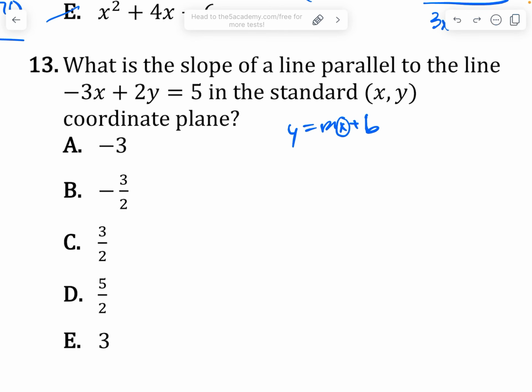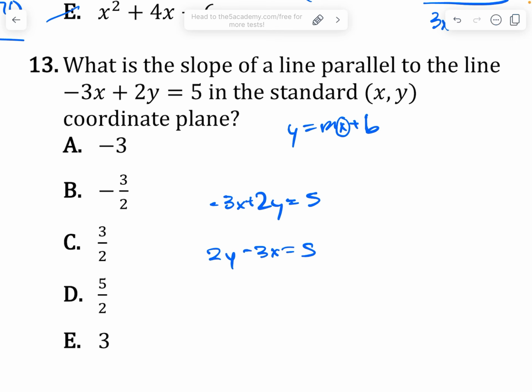Now remember, two parallel lines will have the same slope. So you just need to identify what the slope of this is, and any line that also has that slope is going to be parallel. Okay, so negative 3x plus 2y is equal to 5. Let's write it as 2y minus 3x is equal to 5.